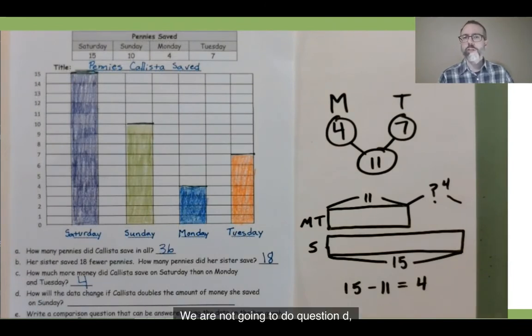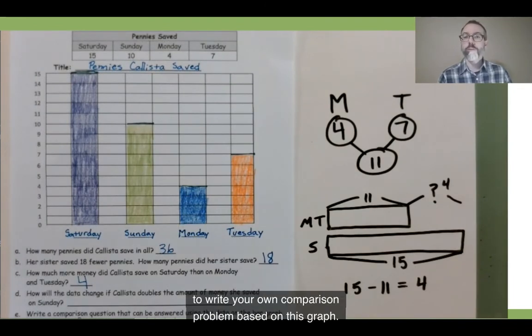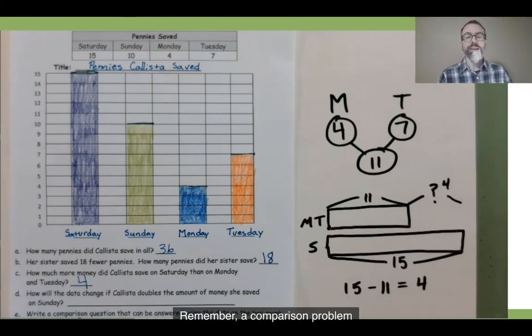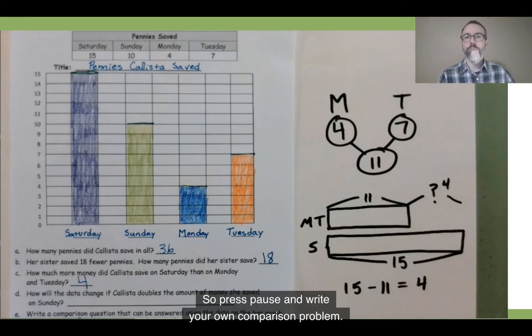We are not going to do question D, but I would like for you to write your own comparison problem based on this graph. Remember, a comparison problem is a problem that asks how many more or how many fewer. So press pause and write your own comparison problem, then press play and I'll share one that I wrote.